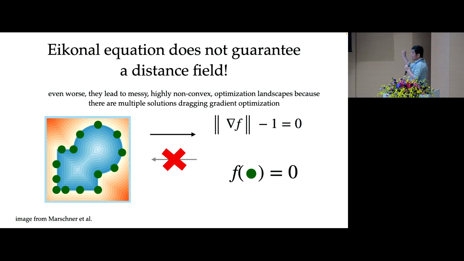The problem is that mathematically, satisfying the eikonal equation does not guarantee that you get a distance field. So the logic goes from left to right, but it doesn't necessarily go from right to left. This logical fallacy is even worse in the optimization, because there are multiple global minima of your loss function, and all these global minima drag against each other, and they create a highly non-convex optimization landscape, because there are multiple solutions dragging the gradient optimization.